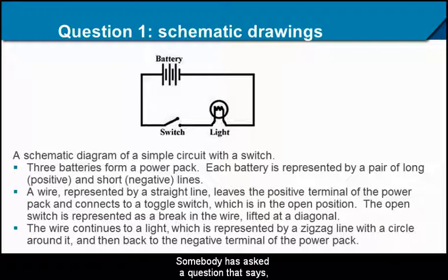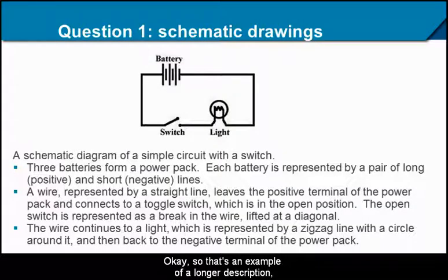Somebody has asked a question that says the diagram starts with the positive terminal of the power pack, of the battery. Is this designated by the longer line in the symbol? And the answer is yes. In a schematic drawing about electricity, batteries are represented by pairs of parallel lines, a long and a short. And the long line is positive and the short line is negative.